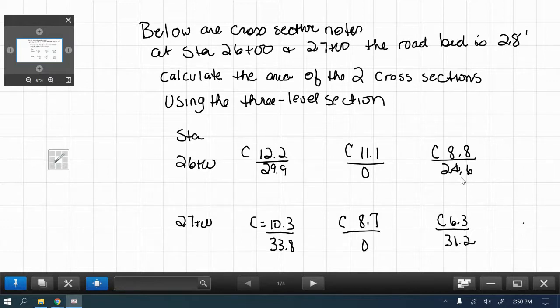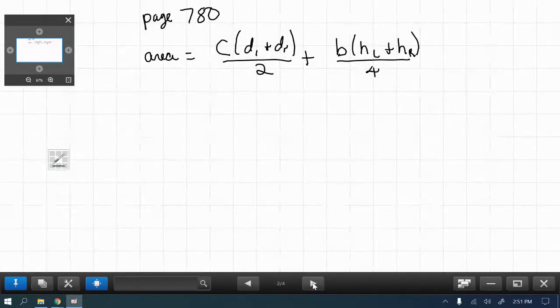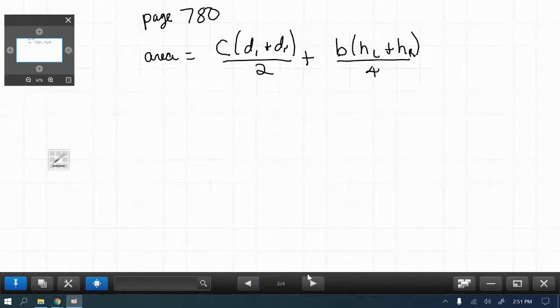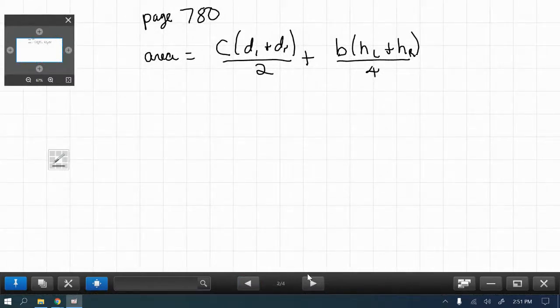All right, below are the cross sections, station 26 and 27. I know they're 100 feet apart. The road bed is 28 feet. You want to calculate the area of the two cross sections using the 3-level section. All right, so I'm going to flip over, and there is the formula that I'm going to use. All right, let's get started.